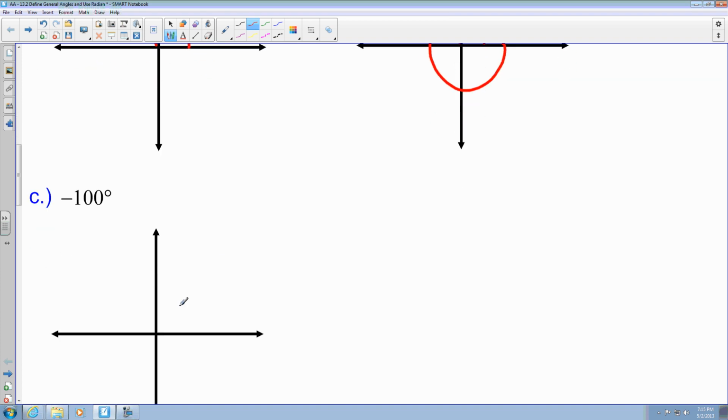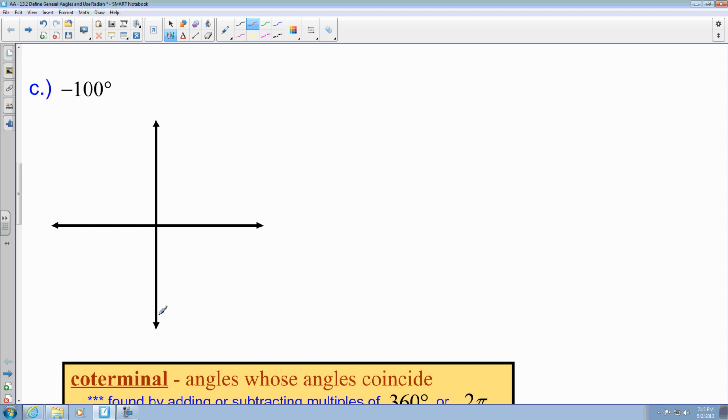The last one I have is negative 100 degrees. Like I said, positive theta is counterclockwise, and negative theta is clockwise. So I know it's going to be located somewhere close to right around here, because from here to here is going to give me 90, and then I have to extend it 10 more degrees here, which then is the negative 100 degrees.